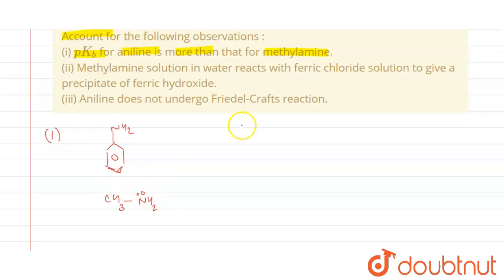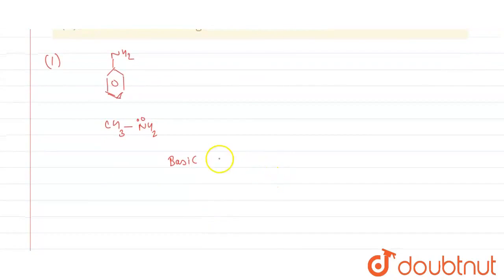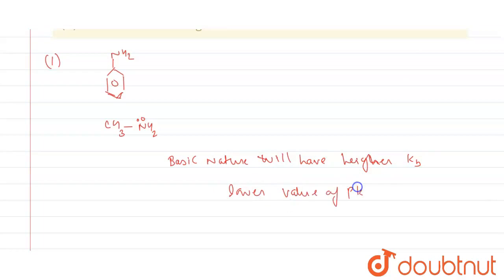According to the question, whichever has more basic nature will have a higher value of Kb and a lower value of pKb. So what is the reason for methylamine having a lower value of pKb than aniline?